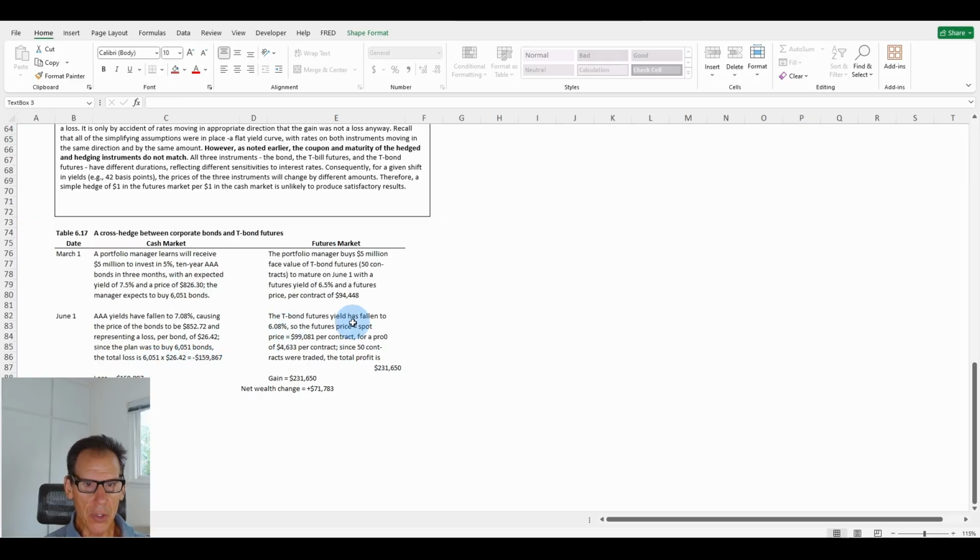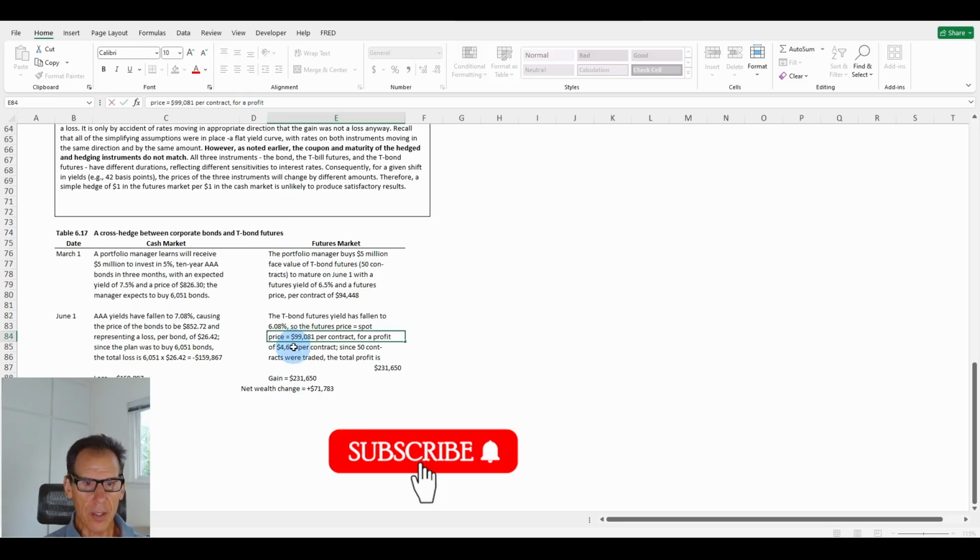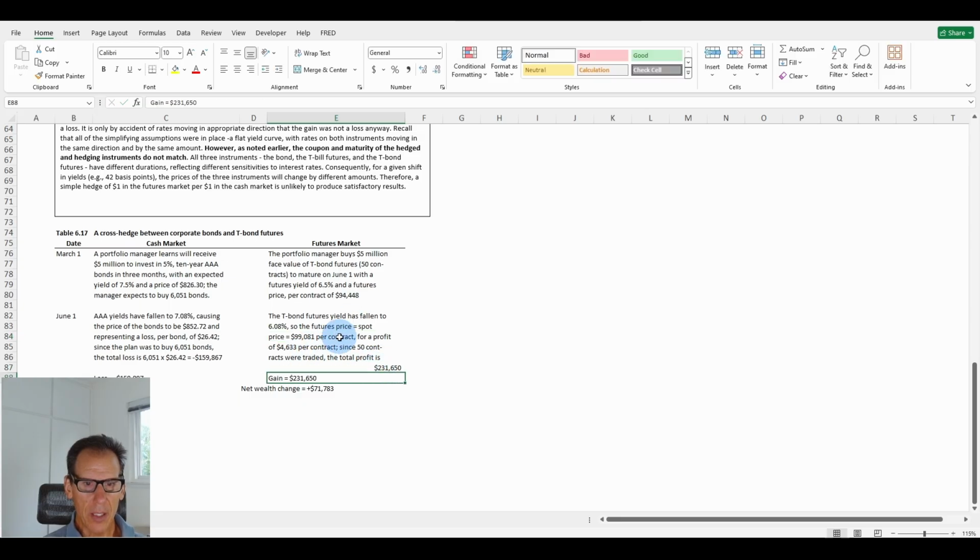The T-bond futures yield has fallen to 6.08. So the futures price equals the spot price of $99.081 per contract, for a profit of $4,633 per contract. Since 50 contracts were traded, the total profit is $231,650. We'll get into why this happened as we move forward.